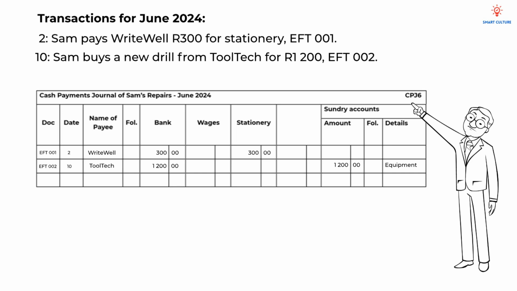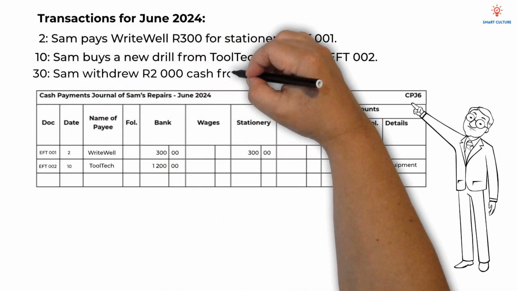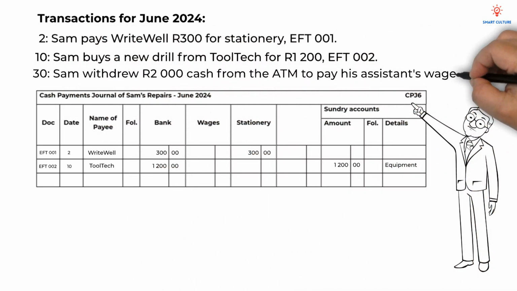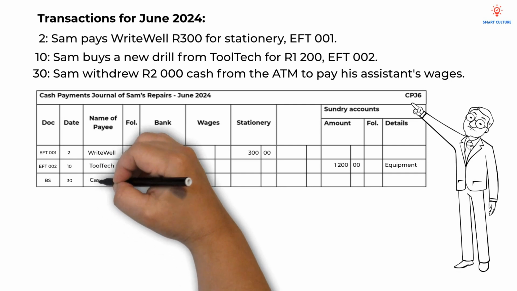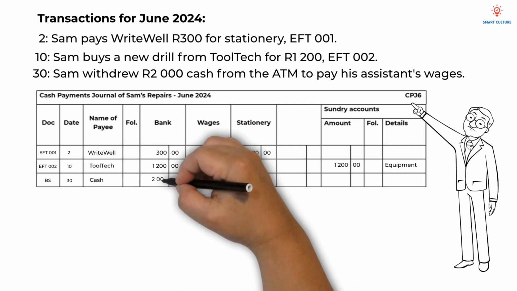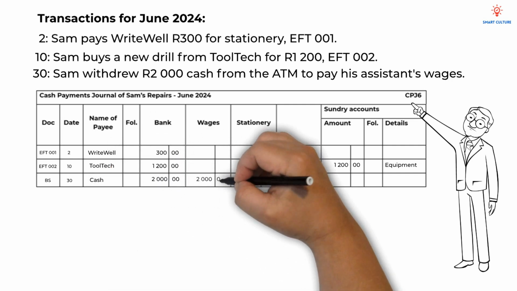And finally, on the 30th of June, Sam pays his assistant R2,000 for wages. This payment is made in cash and the source document is the bank statement. In the document column, we write BS for bank statement. Date the 30th, name of payee is cash. In the bank column, R2,000 and in the wages column, R2,000.